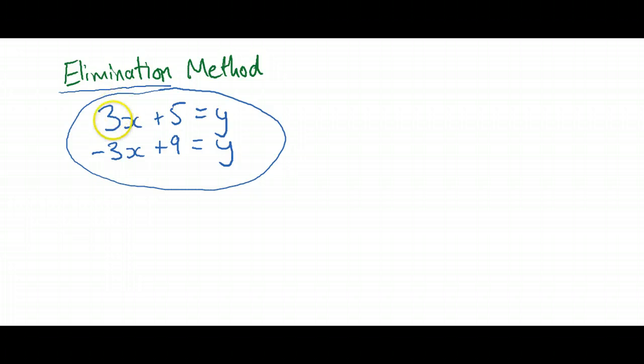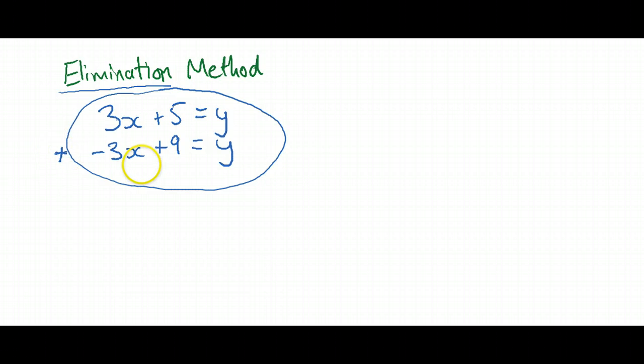Look at this, 3x in this equation, 3x plus 5 equals y. And this other equation, it's a different equation, it's got negative 3x plus 9 equals y. So you can see that the 3x part here and the negative 3x part here, they're kind of opposite. Here's what will happen when we add them together. This is how we do the elimination method.